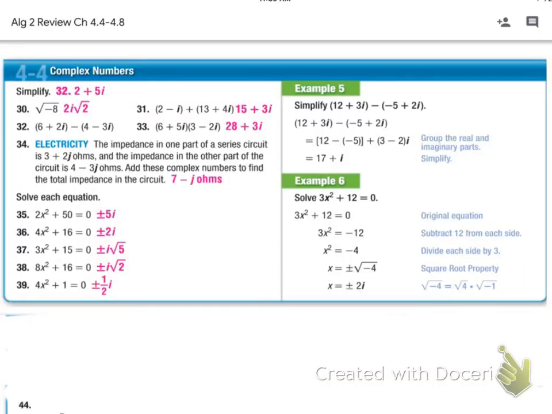Algebra 2, this is your review 4.4 to 4.8. Remember, we are skipping 4.7. We'll come back to that one. So 4.4, we had complex numbers. Make sure that you are placing things into standard form when you give your answers.